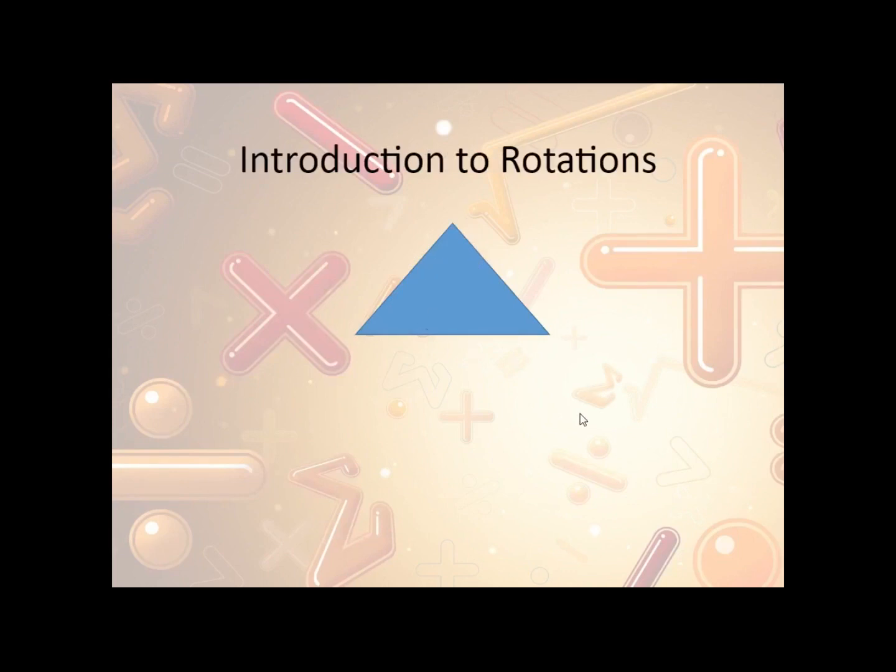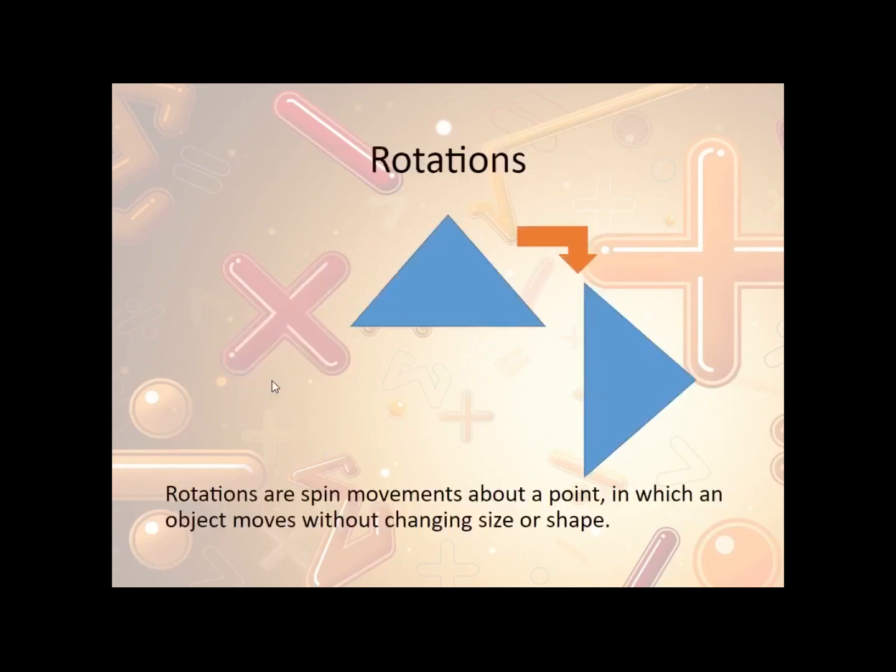We have our triangle here. If we were to spin it to the right, it would look like that. If we were to spin it again, it looks like that, and again, right there. So we're just rotating and spinning that triangle. So rotations are spin movements about a point in which the object moves and it doesn't change size or shape. Notice the triangle is exactly the same size, but it does change direction.